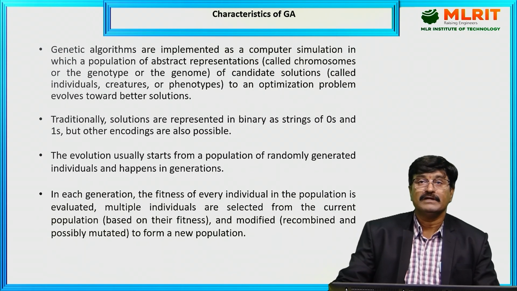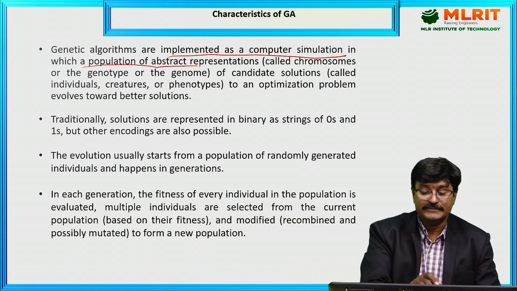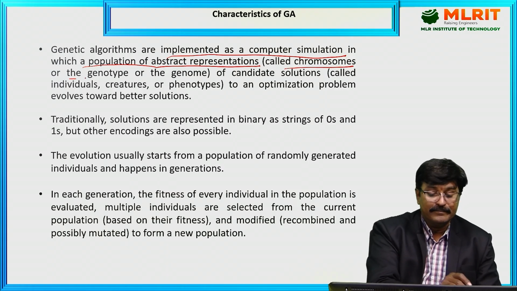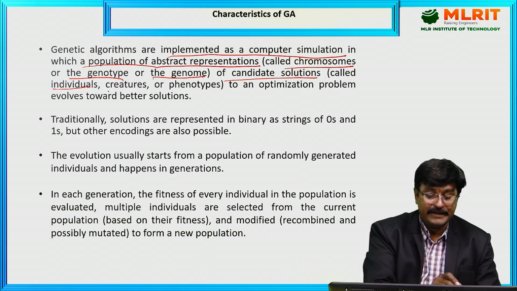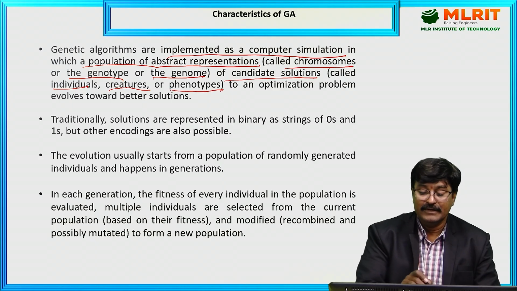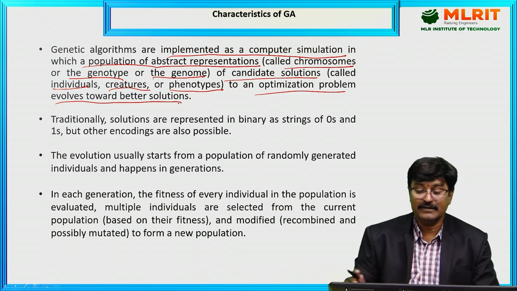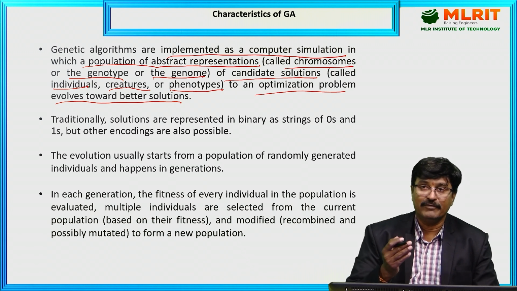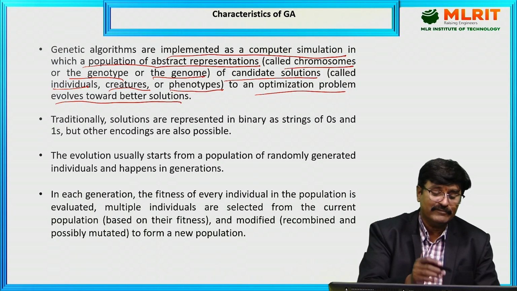Then, what are the characteristics? Genetic algorithms are implemented as a computer simulation in which a population of abstract representations called chromosomes, genotypes or genomes of candidate solutions called individuals, creatures or phenotypes to an optimization problem evolves toward better solutions. We use the genetic algorithm computer simulation for population counting or population identification purposes, such as males or females. In this way the genetic algorithm is very useful.